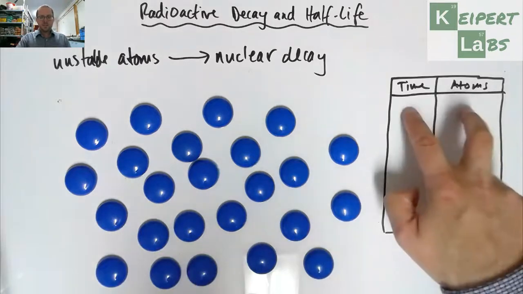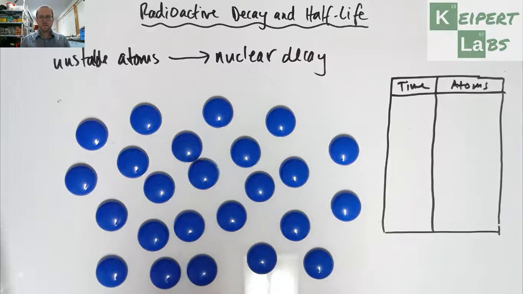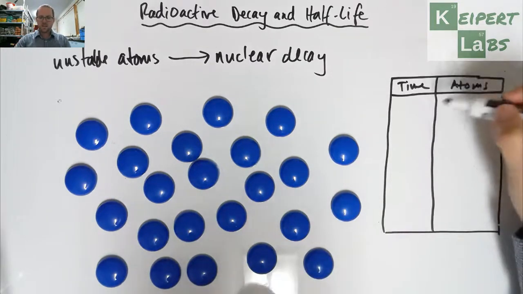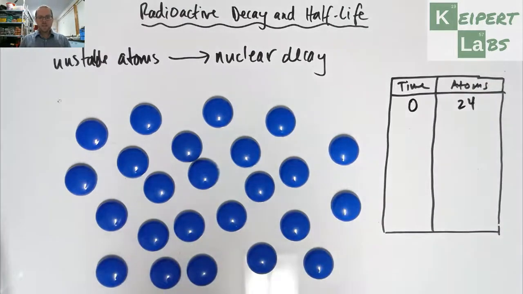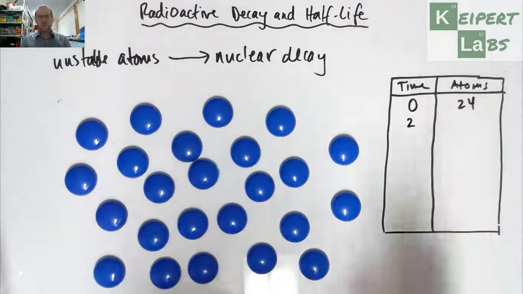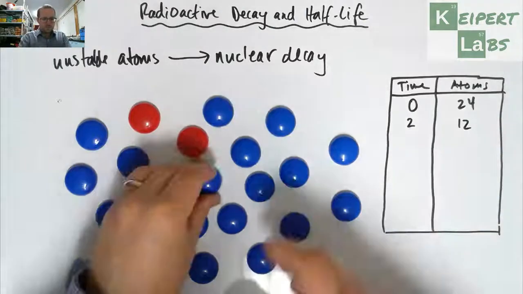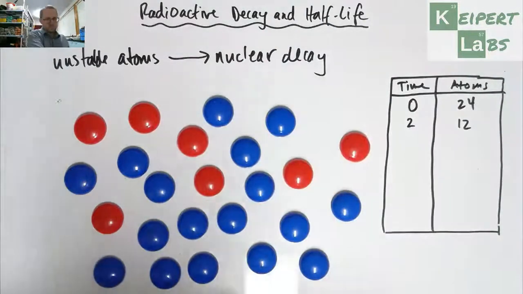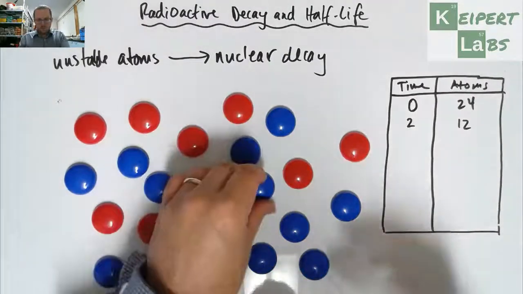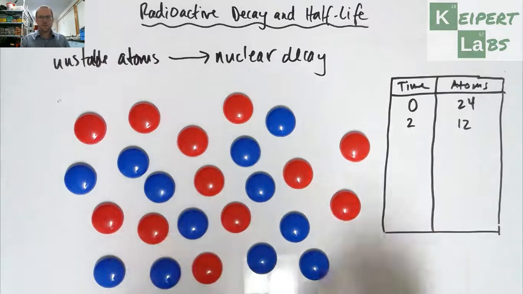I'm going to do an activity here, and we're going to construct a table on the side to keep track of how many uranium atoms we have left. In this exercise, at time 0 we have 24 uranium atoms. Over time, let's say every time period of 2 minutes, half of our atoms break down. So we'll go from 24 down to 12. Now we have 12 uranium atoms left, 12 blues and then 12 reds.